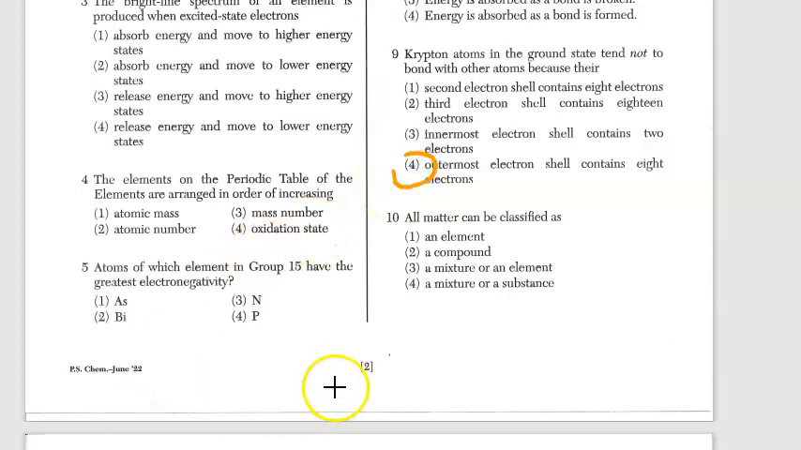Okay, question 10 is really a definition type question, right? All matter can be classified as, well, matter is elements, matter is compounds, and matter is mixtures. But elements and compounds are known as substances. So our answer here for question 10 is 4.